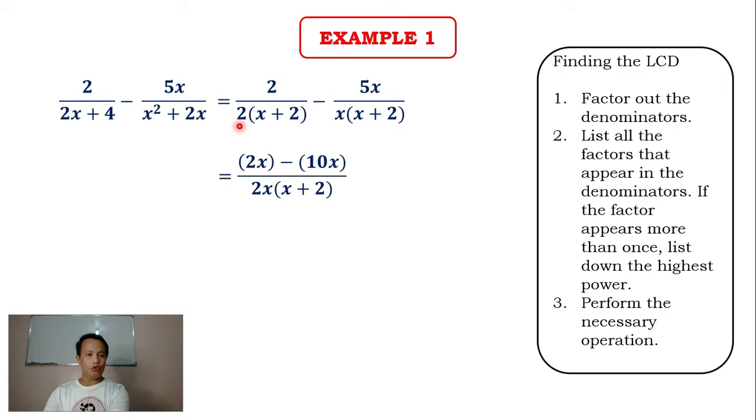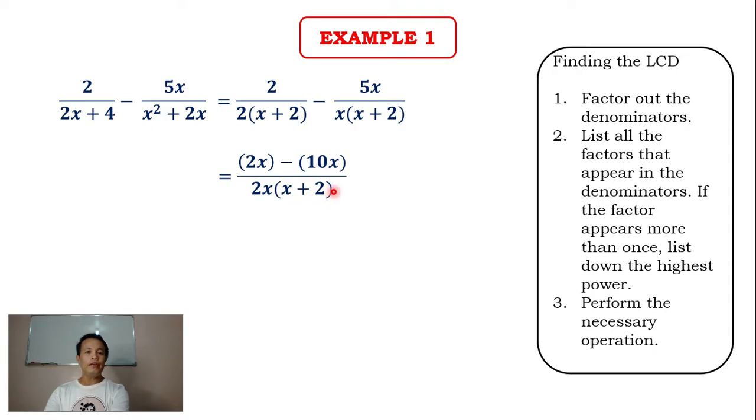We have 2 as the first factor, x as the second factor, and we list down only one of the x plus 2 factors. Do not list down both. So this is our LCD: 2x times x plus 2.